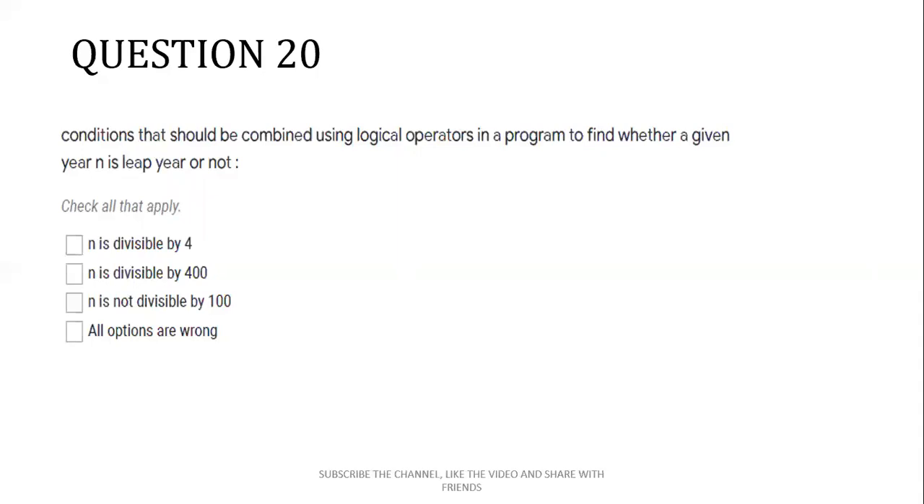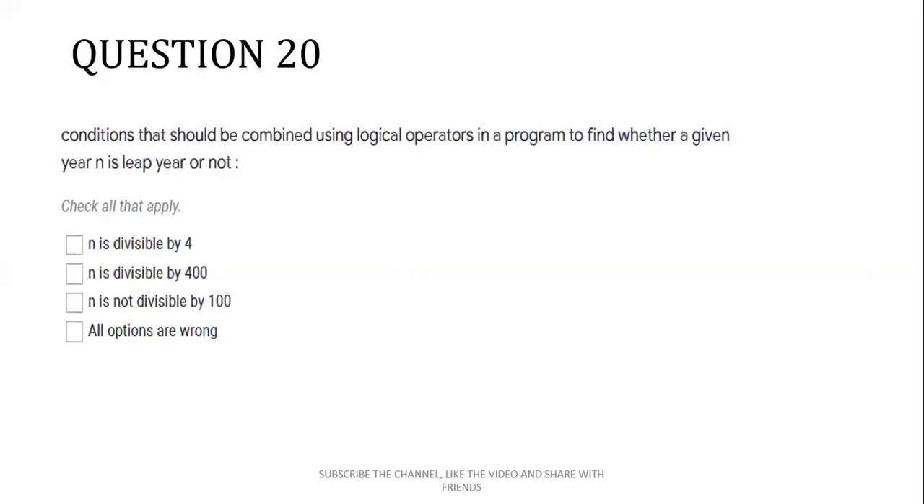are satisfied by only this condition. Next, n is divisible by 400. Yes, it should be, to differentiate between century years which are leap years and century years which are not leap years. This condition is a must. So n is divisible by 400 must be included.